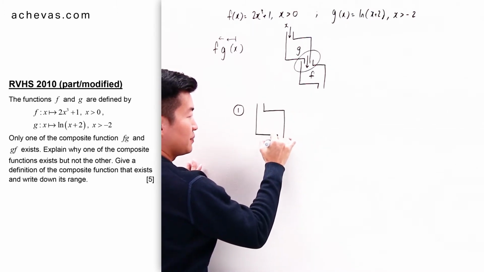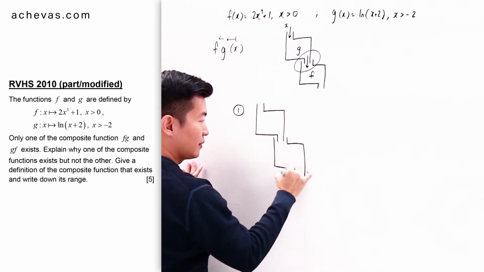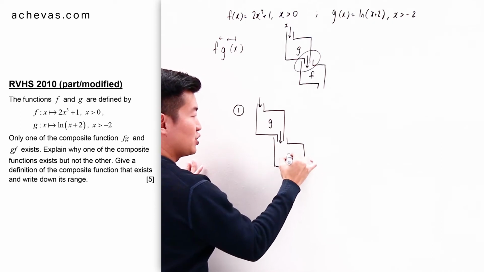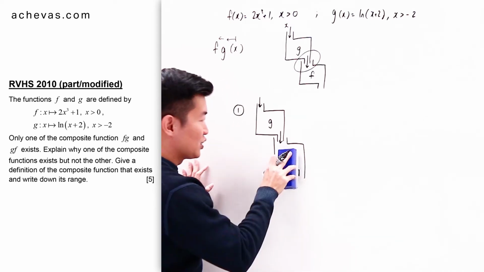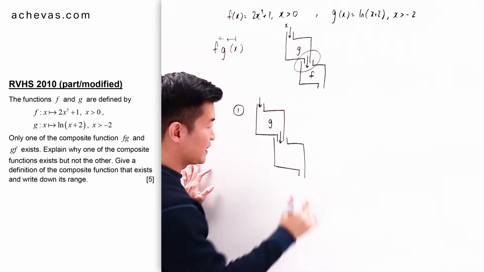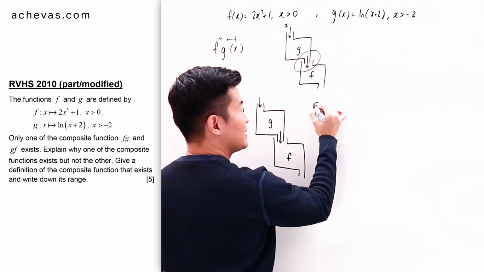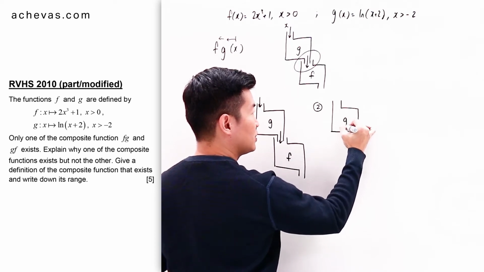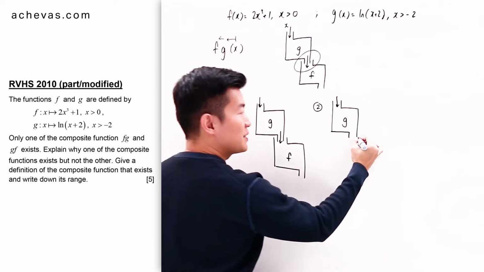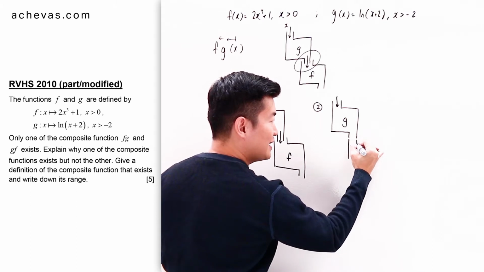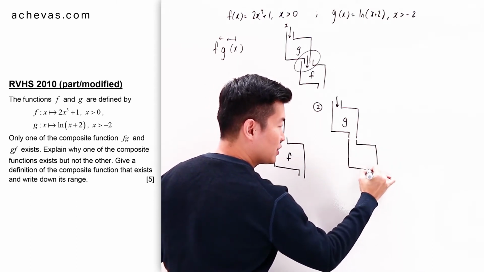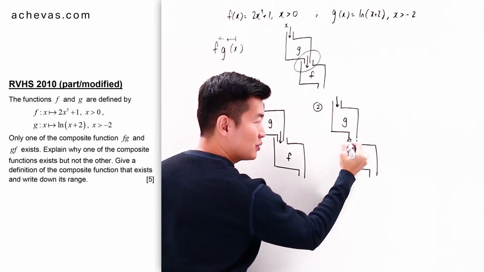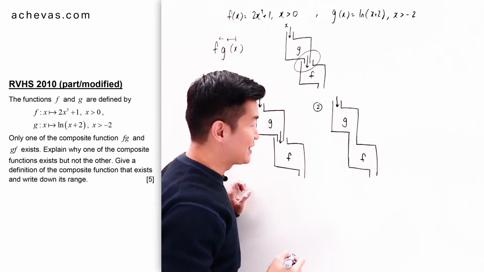Something that is like this. X will go into G, then whatever comes out from G will go into F. So this is one of the possible scenarios. Another possible scenario is X will go into G. Then whatever comes out from G is going to be exactly the same as what F can receive. So another scenario is this, where here is exactly the same as this. So I'm going to just draw it as if it is two parallel lines.